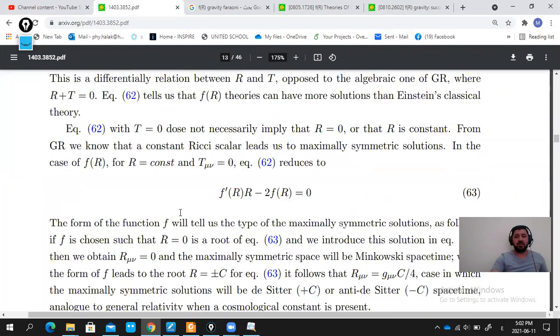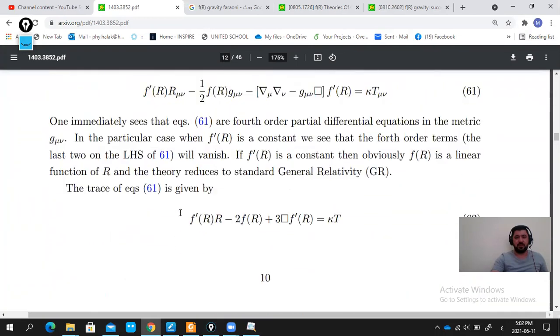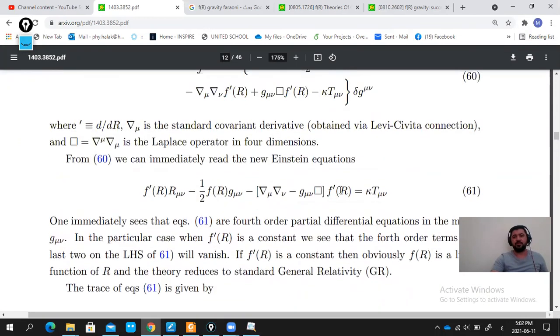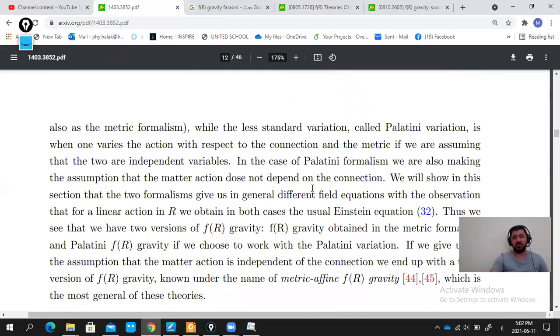So here, if we look at this, this is actually the equation which we found for modified gravity. We can see that here we have a different form of gravity and a different form of the relation between gravity and matter, because here we have this function, and it's completely different from the Einstein equations.